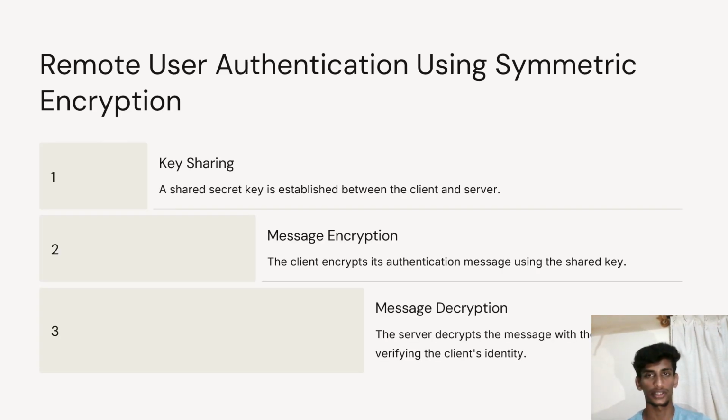Remote user authentication using symmetric encryption. First is key sharing, then message encryption, then message decryption. Key sharing: a shared secret key is established between the client and server to encrypt the message. Message encryption: the client encrypts its authentication message using the shared key, which means the client takes the plaintext and the key to encrypt the message. Message decryption: the server decrypts the message using the shared key, verifying the client's identity. The message is decrypted with the same key using the ciphertext, which means encrypted text.